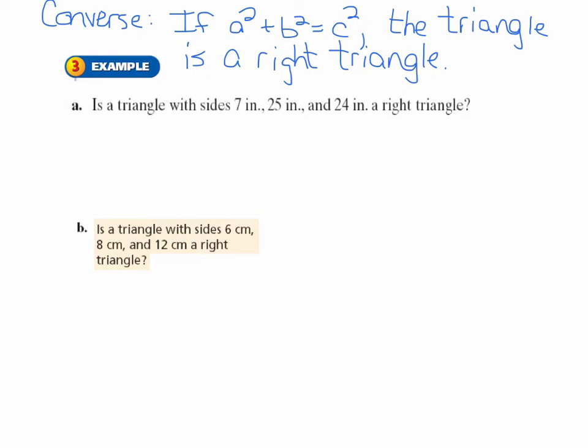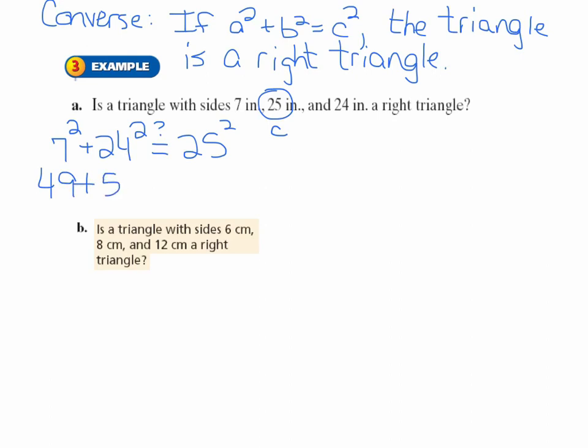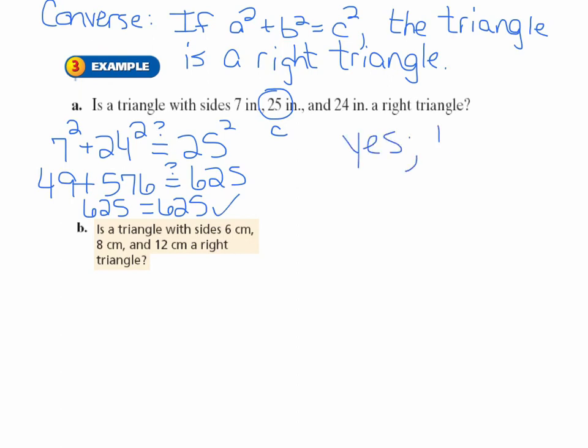Okay? Now, this question here says, is a triangle with sides 7, 25, and 24 a right triangle? The important thing is which one would have to be C. If the sides were 7, 25, and 24, which one would have to be the hypotenuse? The longest one would, right? That would be C. So we're trying to figure out, is 7 squared plus 24 squared equal to 25 squared? That's what we want to know, okay? So we're going to do a little bit of calculation here. And guess what? We get that 7 squared plus 24 squared does equal 25 squared. Okay, so we would say, yes, this is a right triangle. Our answer would be yes, that it is a right triangle.